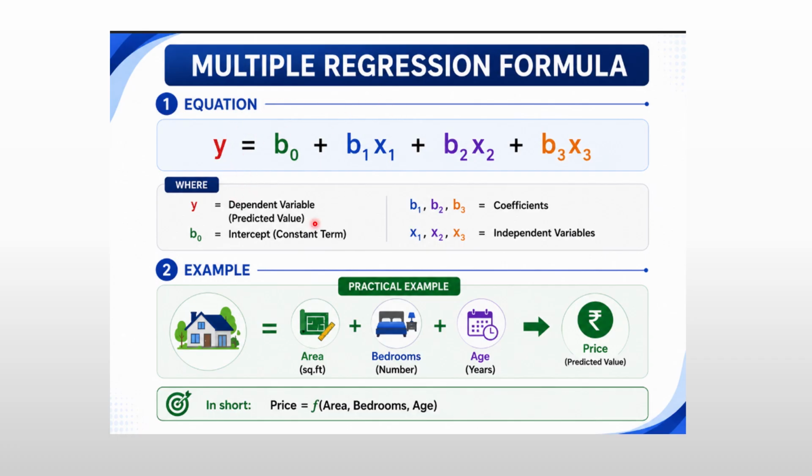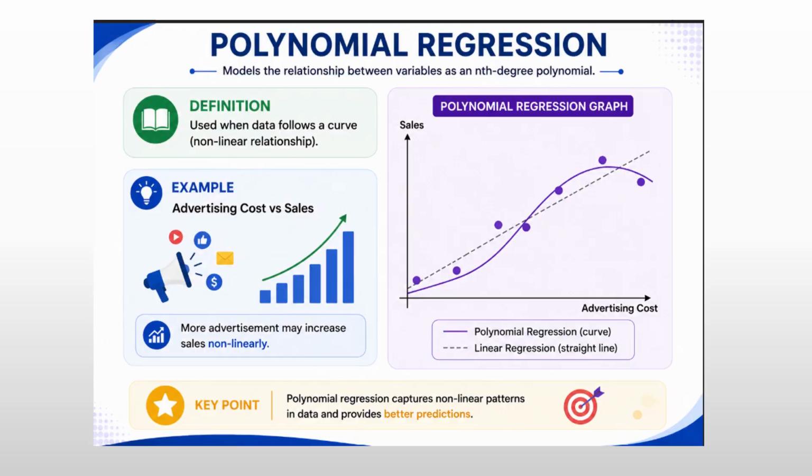Here y is the dependent variable, meaning the output is dependent on all these values. b0 is the constant term, b1, b2, b3 are coefficients, x1, x2, x3 are independent variables. Like x1 is the area, x2 is the bedrooms, x3 is the age. So all these are independent variables, and this y is the dependent variable. By using this formula, you can get the output like this.